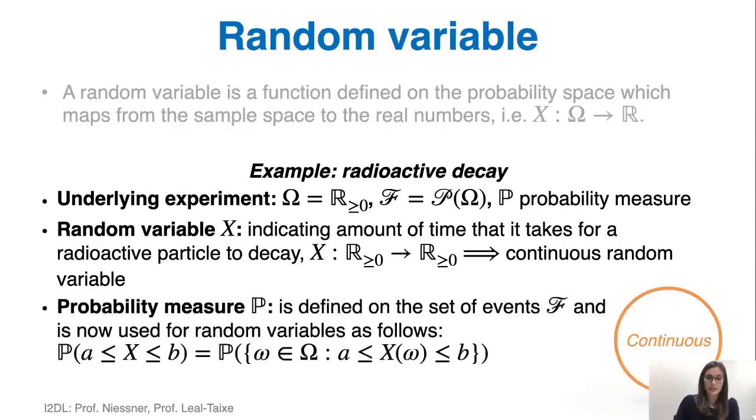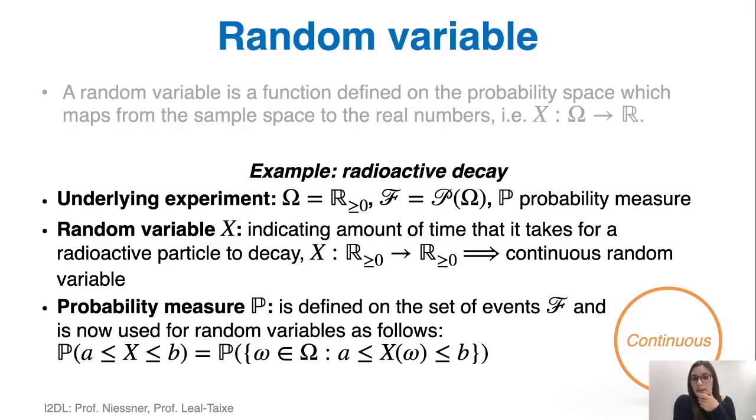Okay, so this is one example here. The probability measure is now defined on the set of events F and is now used for a random variable as follows. So again, we have this usage of our probability measure in relation with our X. So we can say, what is the probability of our random variable being between a and b? And this again is just looking at our sample space, big Omega, and it's taking all the small omegas in the sample space for which X of omega lies between a and b.